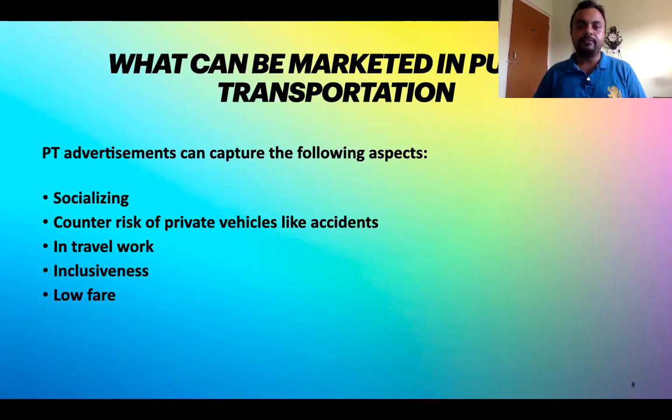Counter risk of private vehicles, like accidents. Public transportation vehicles counter the risk of accidents. The risk of accidents in a private four-wheeler is much more compared to a city bus or a metro rail.